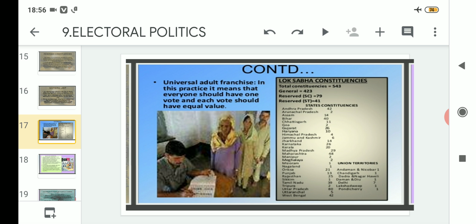Now, according to state constituencies, we will go alphabetically. First is Andhra Pradesh. Andhra Pradesh has 42 constituencies. That means out of 543, the people in the whole of Andhra Pradesh will vote in 42 constituencies, so 42 MPs will be selected from Andhra Pradesh. After that comes Arunachal Pradesh, where only 2 constituencies are there. That means 2 MPs will go to Lok Sabha from Arunachal Pradesh.